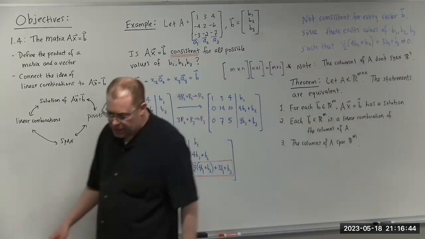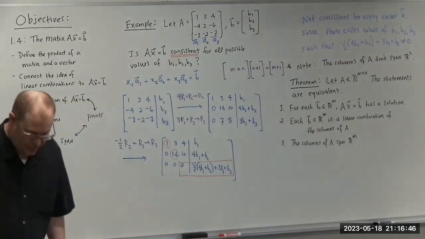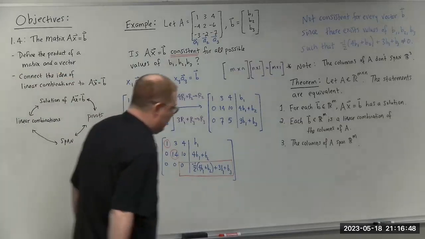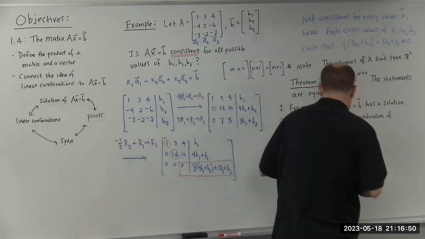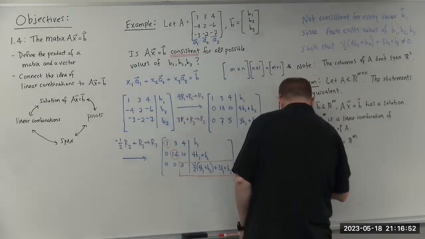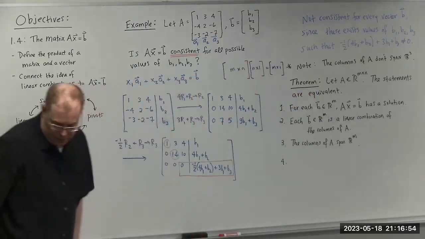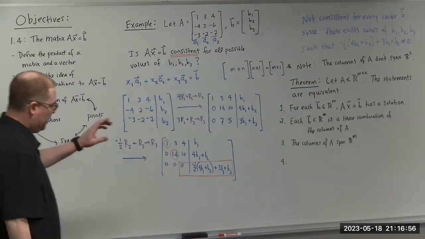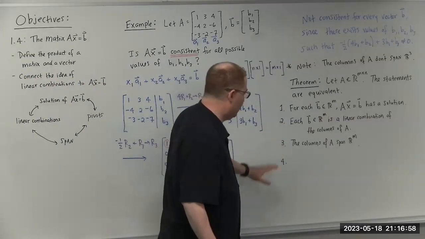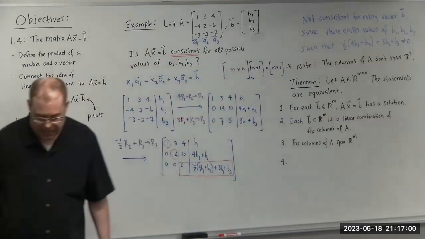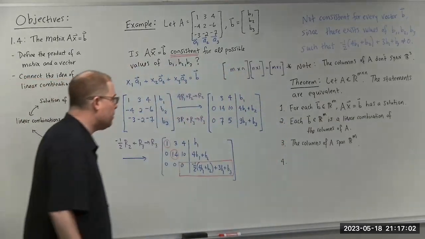Okay, the fourth statement has to do with the pivots. So if one of these is true, they're all true. So A has a pivot position in every row.